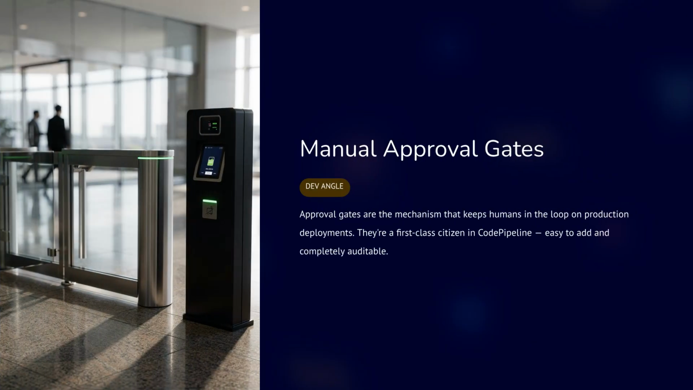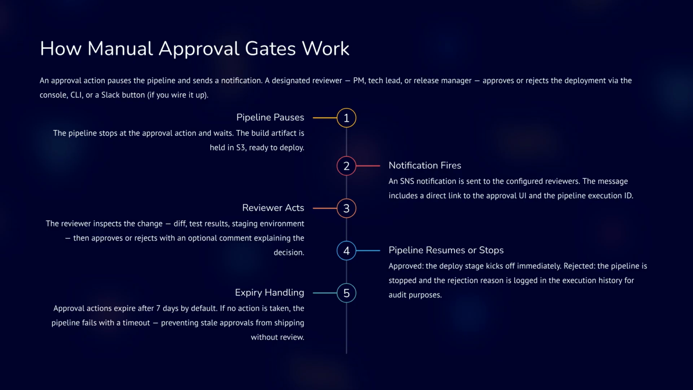Manual approval gates are essential for production deployments, keeping humans in the loop. They are a first-class citizen in CodePipeline, easy to add, and completely auditable. Approval gates work by pausing the pipeline and sending a notification. A reviewer approves or rejects the deployment. The pipeline resumes on approval or stops on rejection. Approvals expire after 7 days by default.